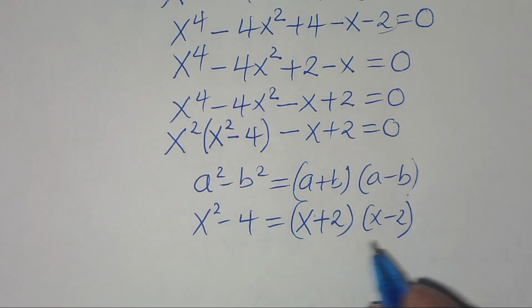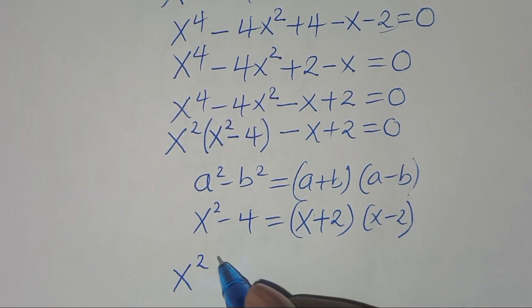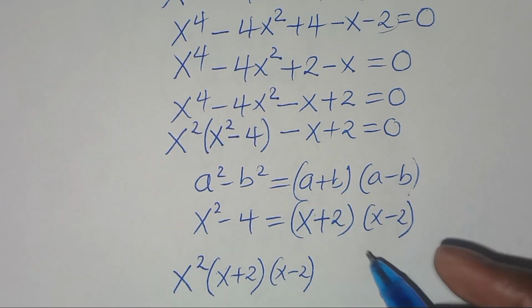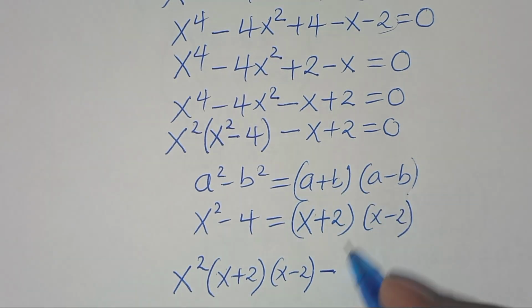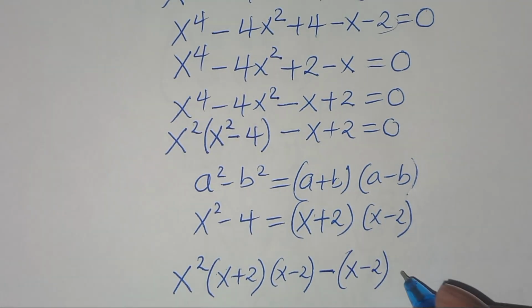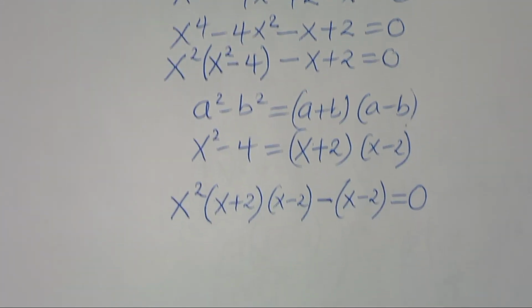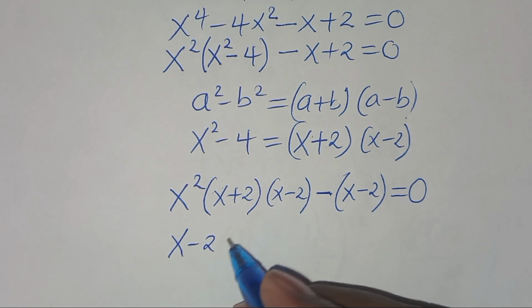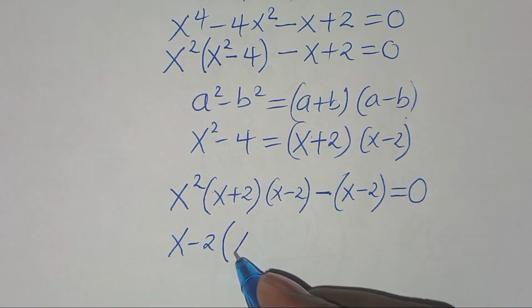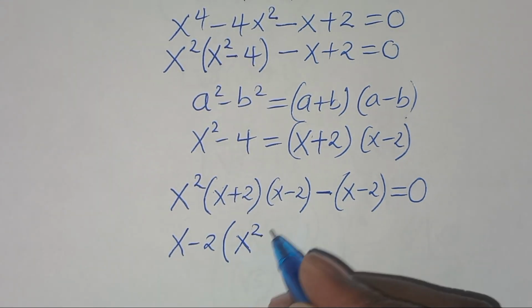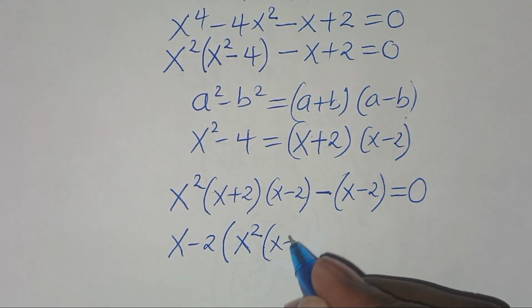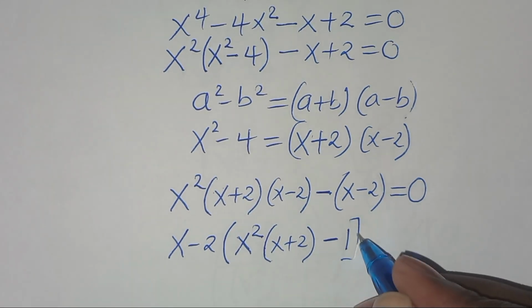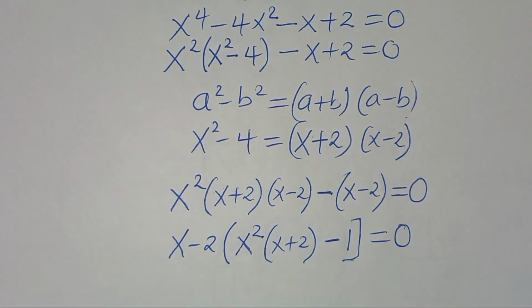So, let's substitute this. Now here we have x^2 into the bracket (x + 2)(x - 2), then subtract (x - 2), this is equal to 0. Now clearly here, x - 2 is common. Let's factor out x - 2. So that now, here we'll have into the parentheses x^2(x + 2) subtract 1, then close the bracket, this is equal to 0.